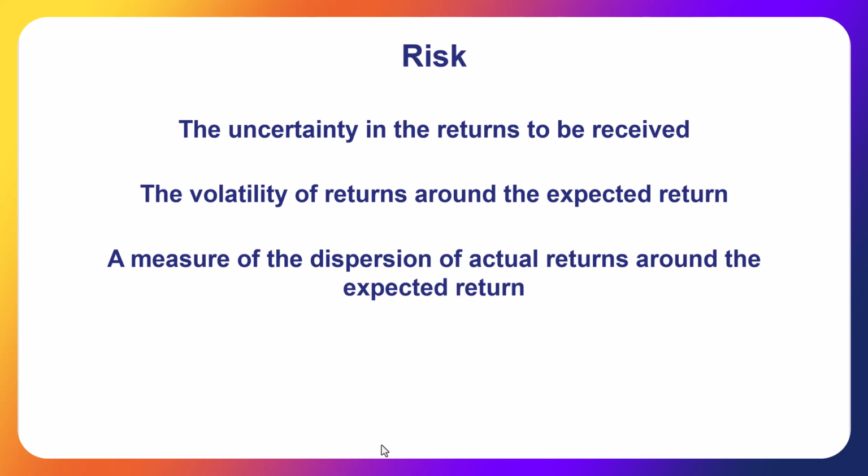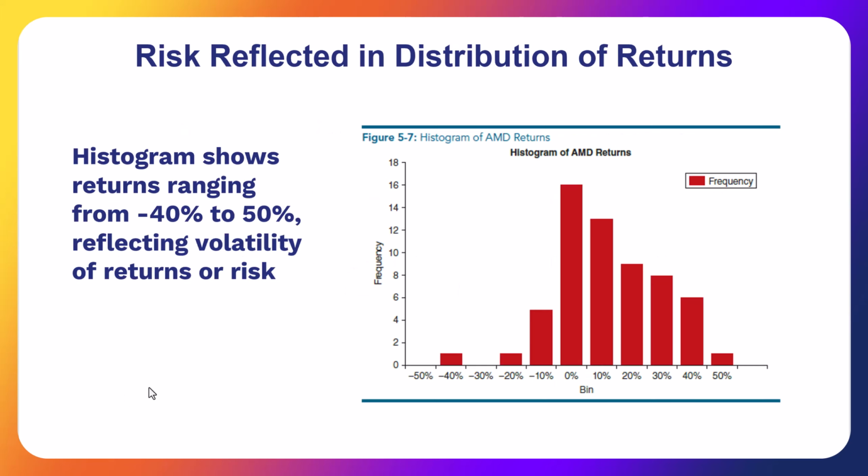So risk represents the uncertainty of returns and is often measured by standard deviation. For example, Bitcoin has a higher standard deviation than the S&P 500, meaning its returns are more volatile. That volatility can be visualized through the spread of returns in a distribution chart, where greater or wider distributions indicate greater risk. So here we have AMD returns over several years.